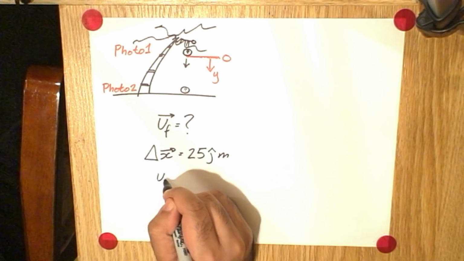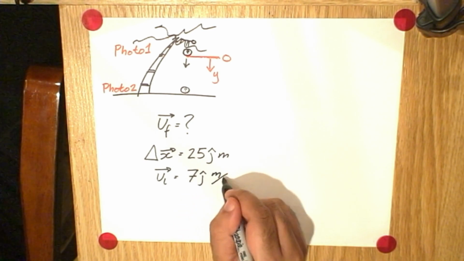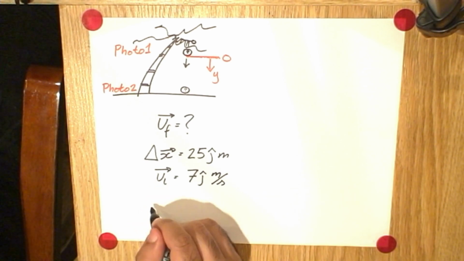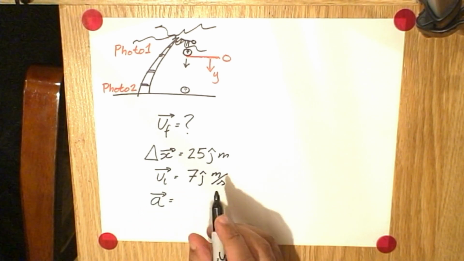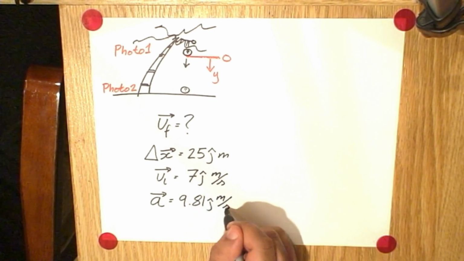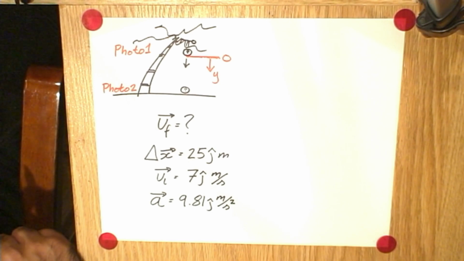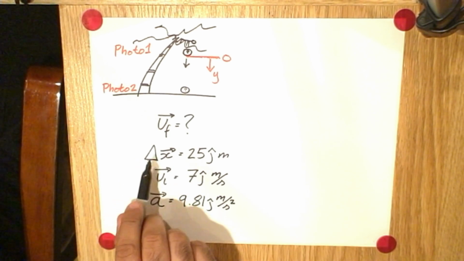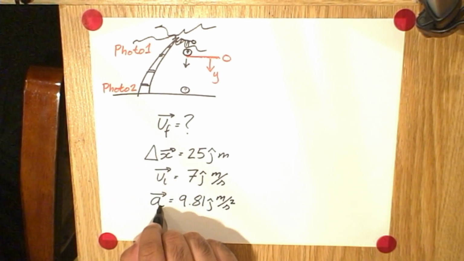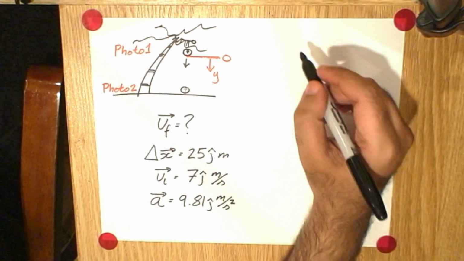The initial velocity of the coconut is equal to 7 j hat meters per second. And the acceleration of the coconut is 9.81 j hat meters per second squared. This is, of course, the standard acceleration for anything which is falling near the surface of the Earth. Now, we have a displacement, an initial velocity, and an acceleration, and we're looking for a final velocity. There's only one equation that weaves together those four quantities, and that is equation 4.